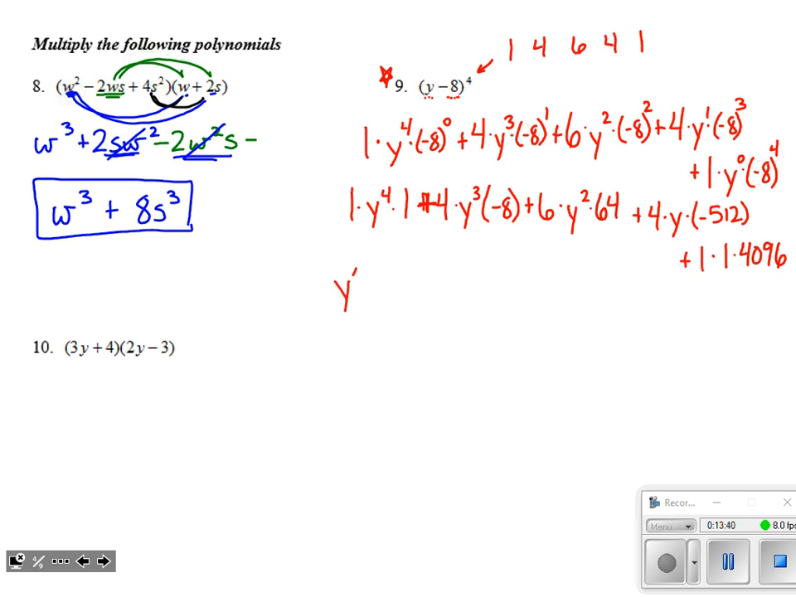The first one is just y to the fourth. The next one will be negative 32 y to the third when I take the 4 times the negative 8. The next one will be positive 384 y to the second. Next, I'll have a negative 2048 y to the first. And then finally, I'll have 4,096.